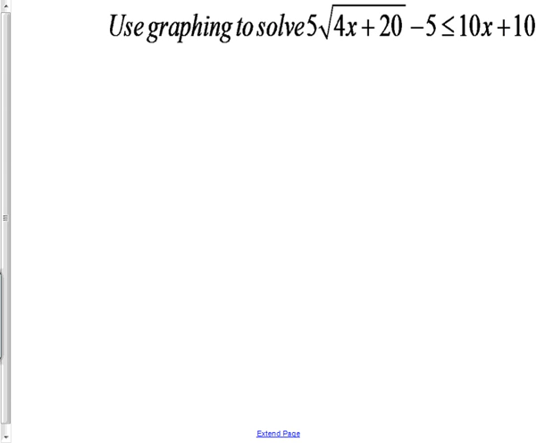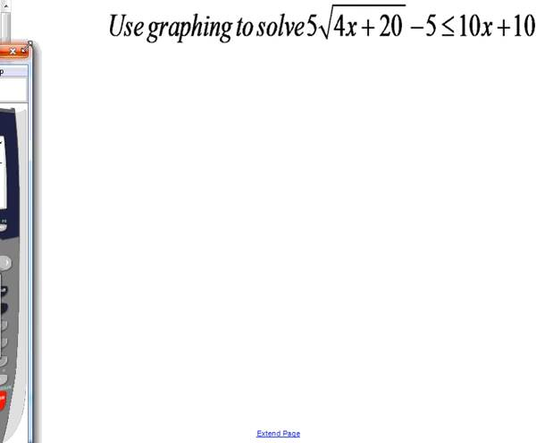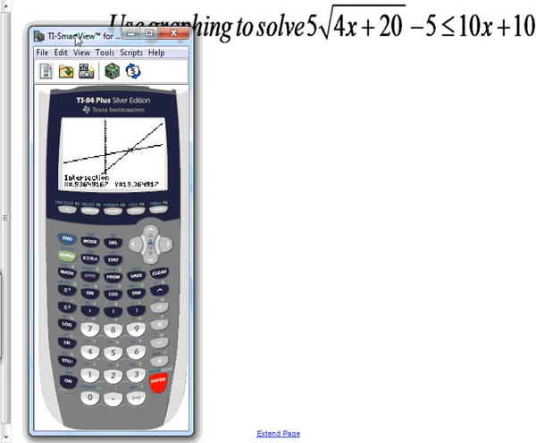And I've already got them in on my calculator. Go ahead and type that in. 5, and then the square root sign, 4x plus 20. And then -5.